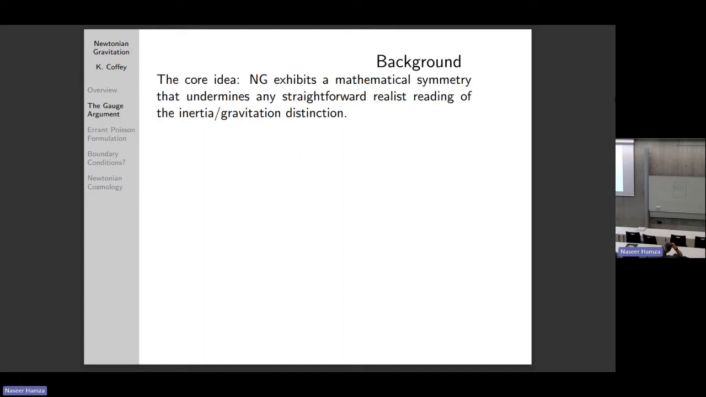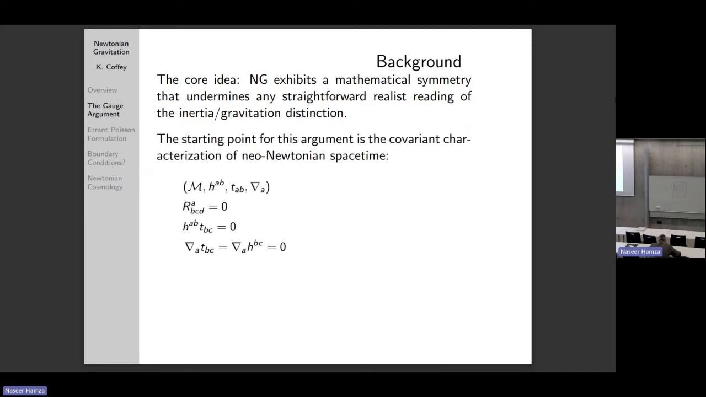The idea behind this symmetry argument that the proponents of the new received view use is the idea that when we formulate Newtonian gravitation theory, there's a mathematical symmetry that undermines any straightforward objective distinction between inertia and gravitation. And so the starting point for these arguments is this Baroque mathematical structure that I put up on the left side.